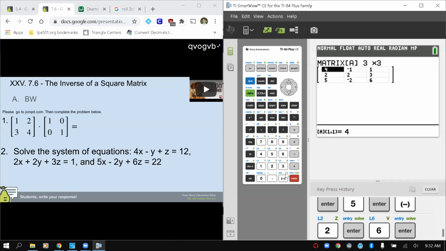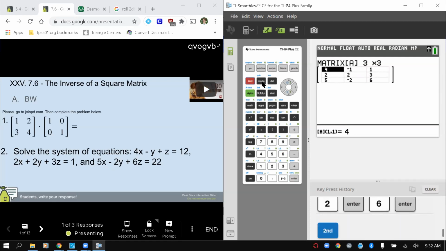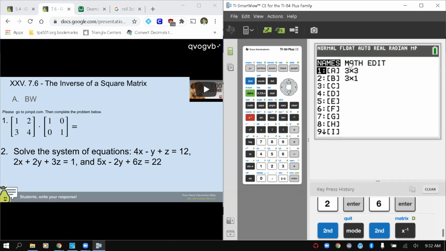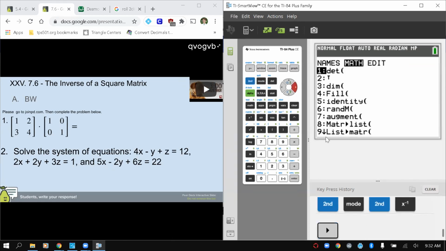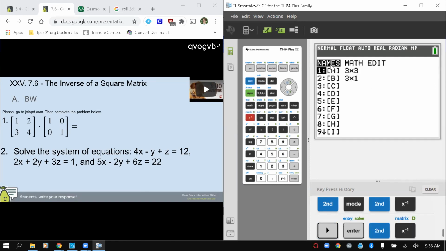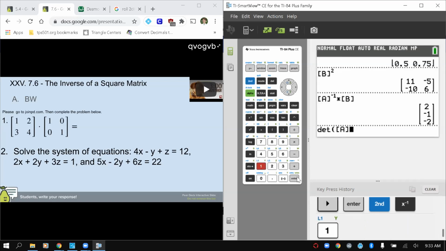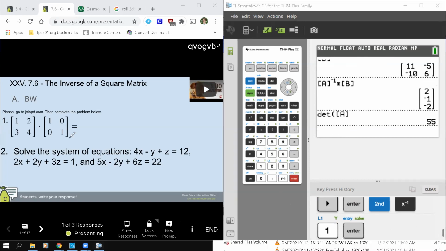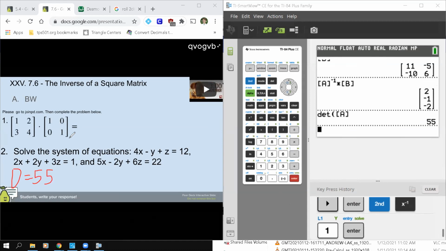I am then going to take the determinant of that. So if I hit second matrix, go to the math tab, the first operation here will take the determinant of my matrix. I need to tell it what matrix to use, so I'm going to go second matrix and tell it to use this first matrix A. Enter. So that tells us that D, the determinant of my coefficient matrix, is 55.